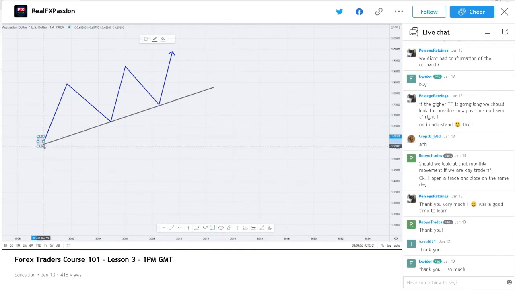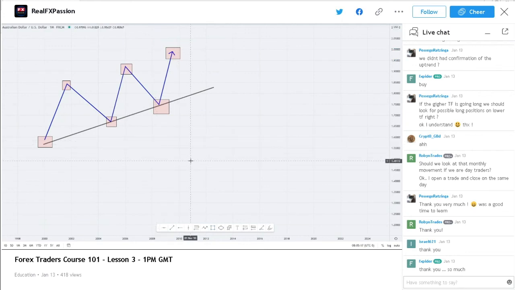And how do we identify an uptrend? Well, the market is making higher highs, and we learned this yesterday, right? And the market is also making higher lows. So higher highs, higher lows. The next one is a higher high, and the next one is a higher low. So this is the uptrend.